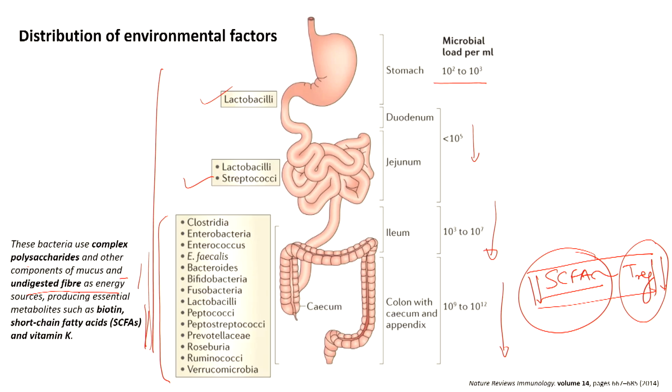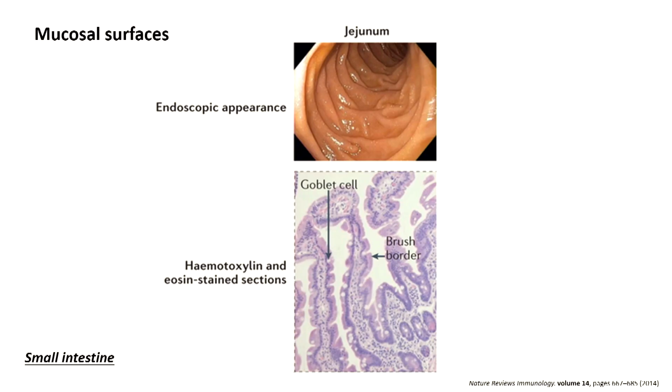Let's move on and see one by one what is there in the small intestine and the large intestine. So this is actually an area of the jejunum. We can take an image of the jejunum by putting in a small pipe containing a camera. That's called endoscopy.